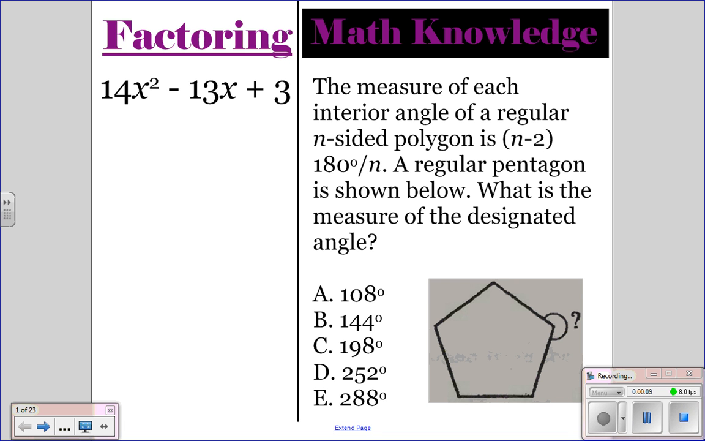answers. So for the factoring, you're going to start off by taking this 14 and multiplying it by the 3, so that you have x squared minus 13x plus 42. We remove the 14 by multiplying it by that 3. And then when we factor, we're going to replace the 14 that we removed.